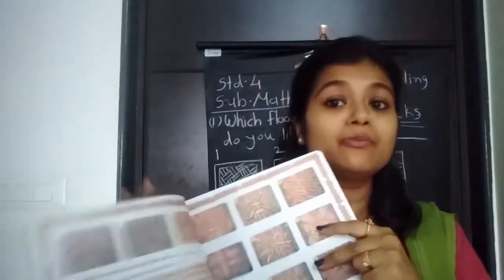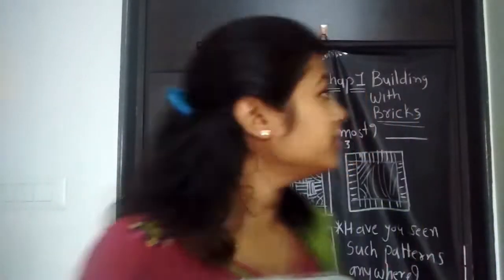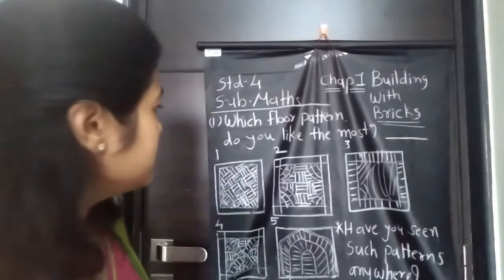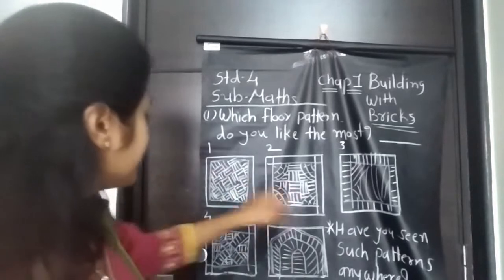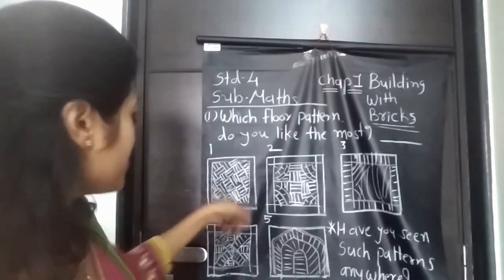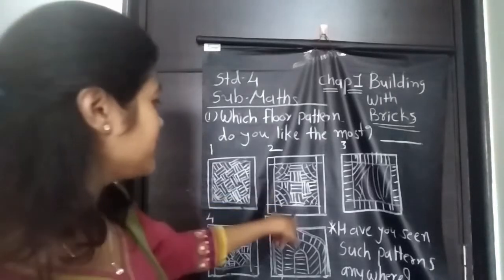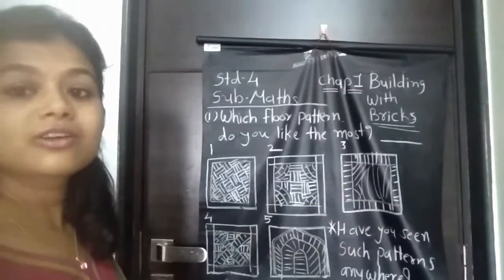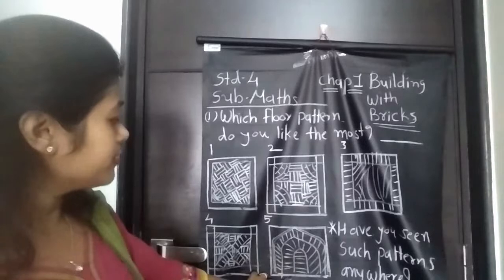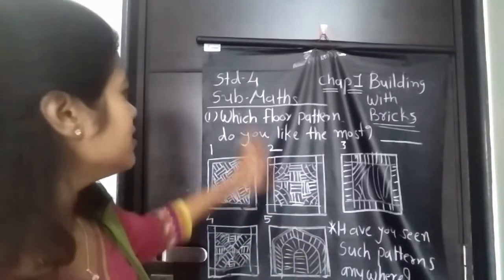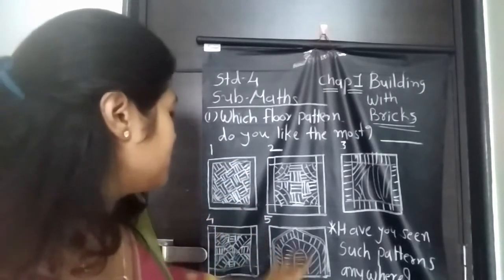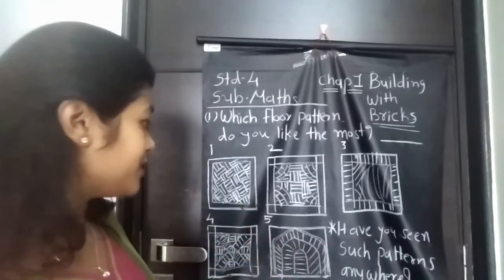Based on these 5 patterns which I have already shown in your textbook, there are 2 questions. The first question is, which floor pattern do you like the most? I think I have shown you 5 kinds of patterns. One is the horizontal and vertical kind of pattern. Second is the same with the arc. Third is the random kind of pattern. Fourth is a crisscross kind of pattern, and the fifth is the arc kind of pattern. Write down the number of the pattern which you like the most. I think I would like number 5 the most, which is the arc kind of pattern.